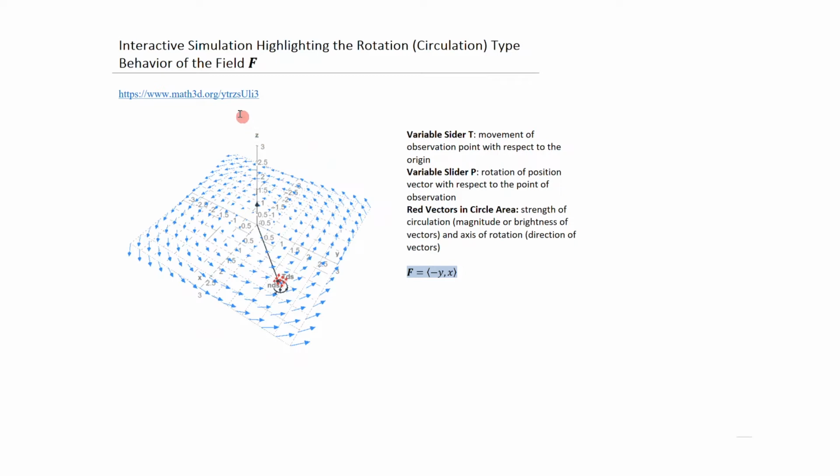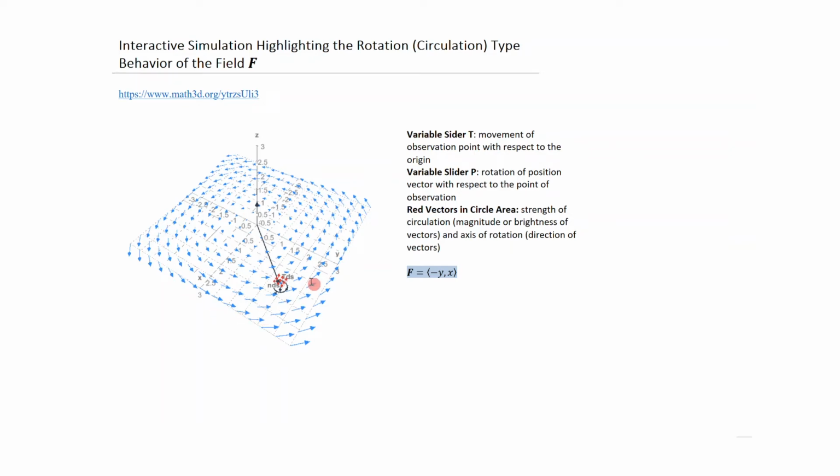All right, we can also look at an interactive simulation to highlight the rotation or circulation type behavior of the field F. In this case, I'm showing a pure circulation field, again in 2 dimensions, which is defined as follows. You can see the field lines form a closed circle. And of course, the magnitude or the length of these vectors gets larger as you move further away from the origin. In this case, these field lines are in a counterclockwise direction.